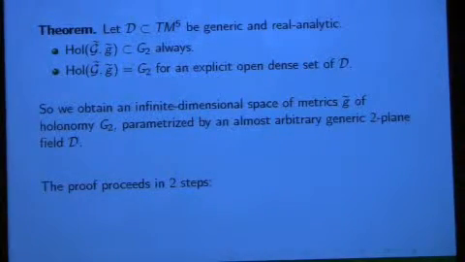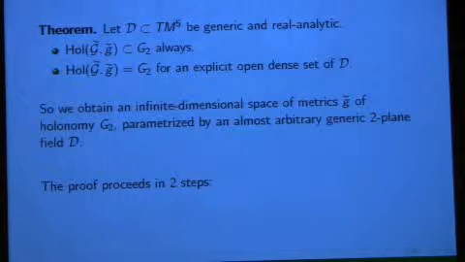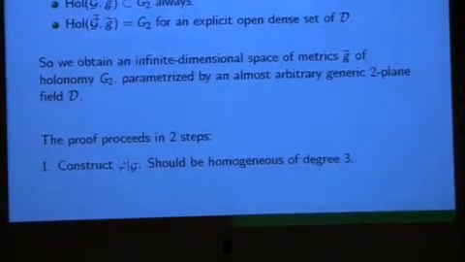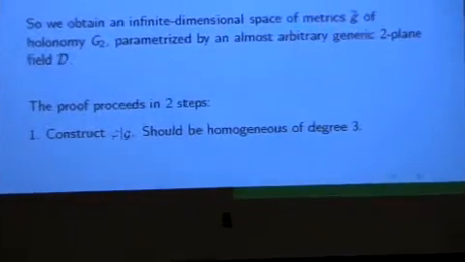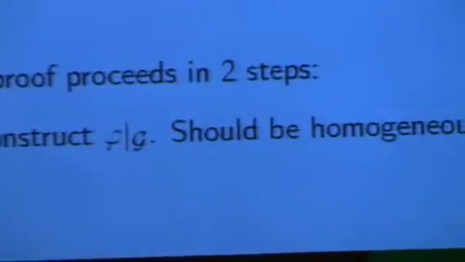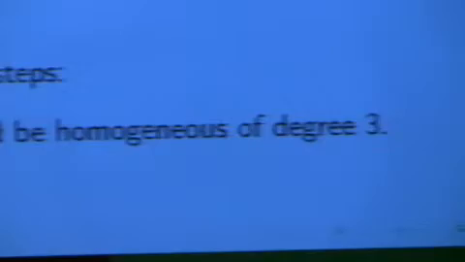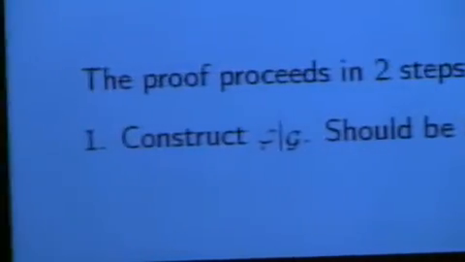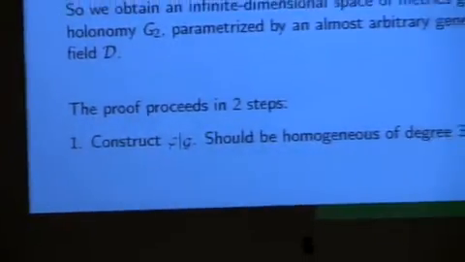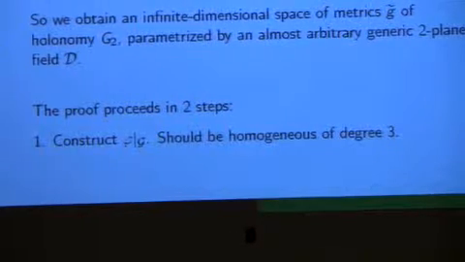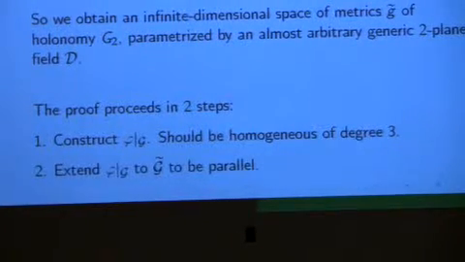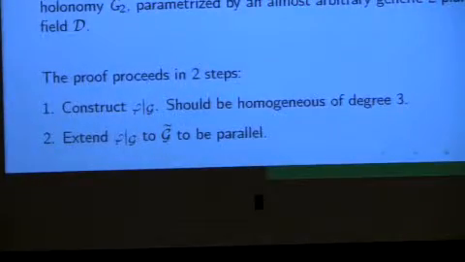Okay, so I'm going to say a little bit about the proof here, and then I'll tell you at the end about what these explicit conditions are. There are 2 main steps. The first step is to construct the parallel 3 form. We first construct all the components of the 3 form, but only on the initial surface, and it should have a homogeneity of 3. The second part is to extend this initial data to be parallel off the surface.